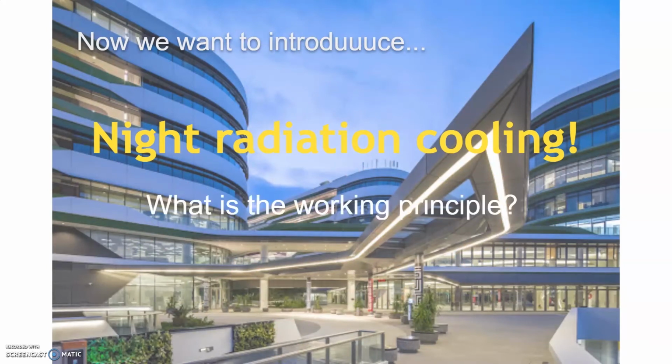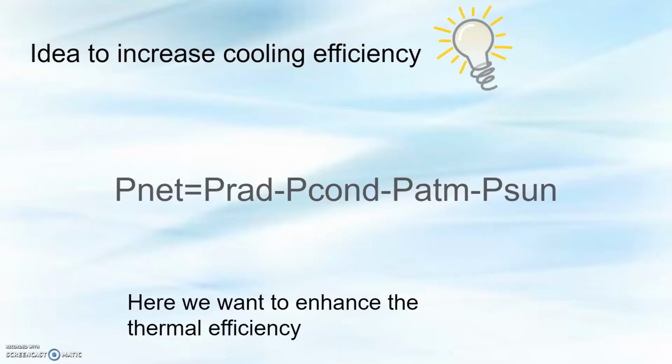Next, we will explain the basic working principles. This is the formula for nighttime radiation cooling. Net power equals radiation power minus heat gain from the environment and solar reflection.